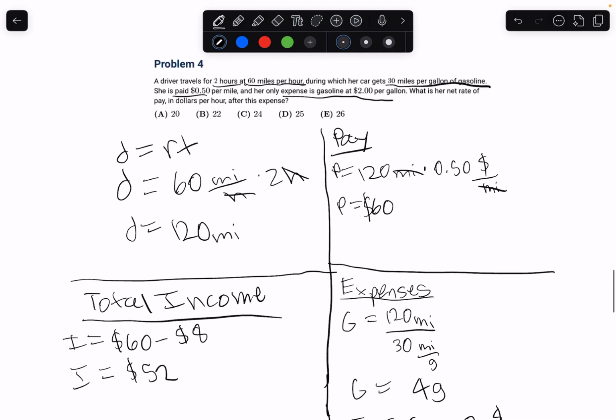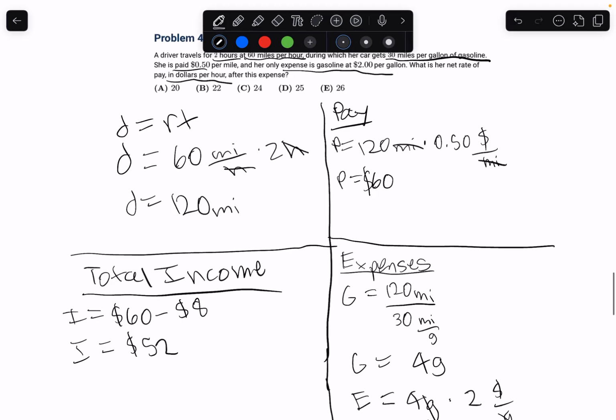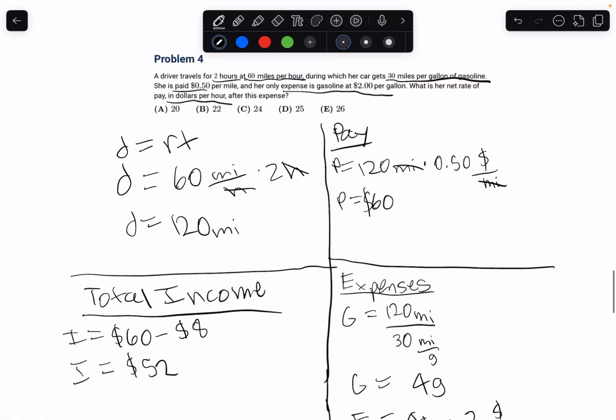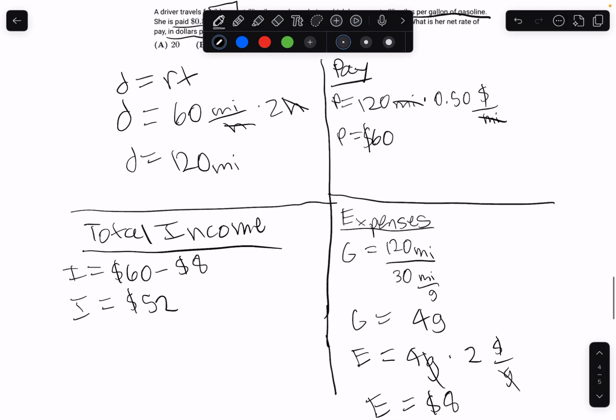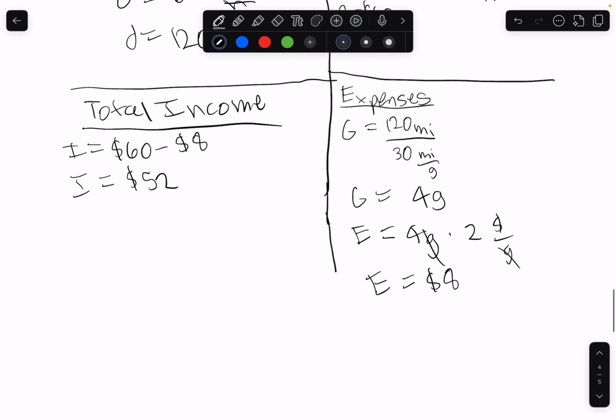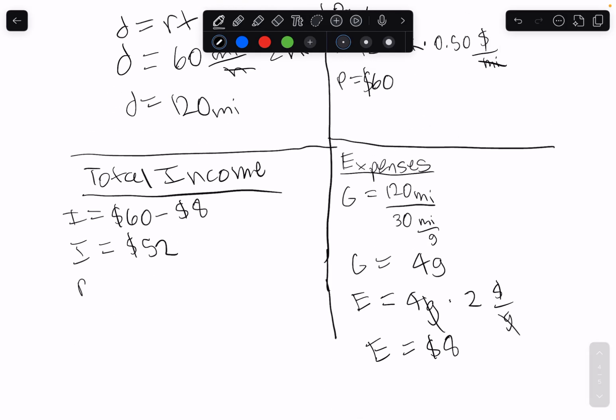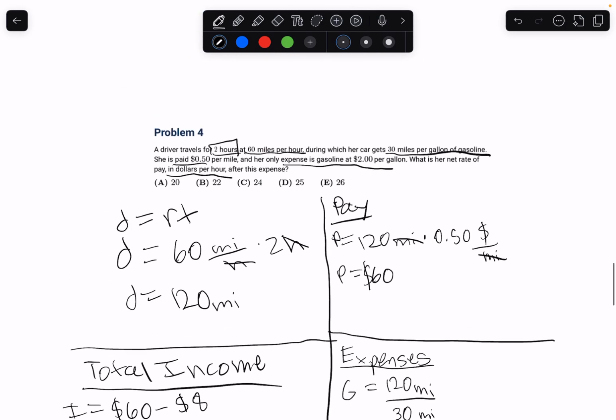But we have to be careful because this problem isn't asking for her income. It's asking for her pay in dollars per hour. We know she travels for 2 hours, and we know her income, which means we can just divide her income by the hours. So the rate of pay is equal to $52 over 2 hours, which is $26 per hour, which gives us a final answer of E.